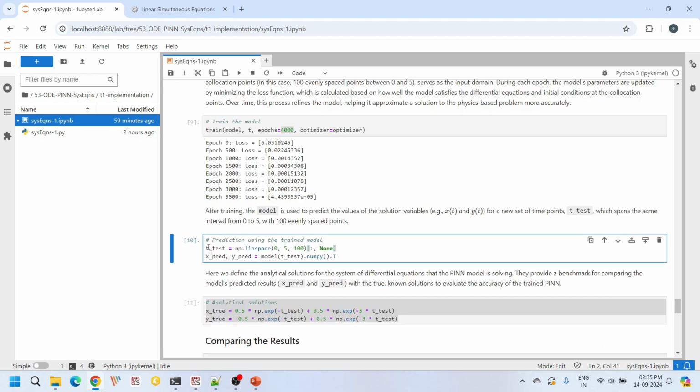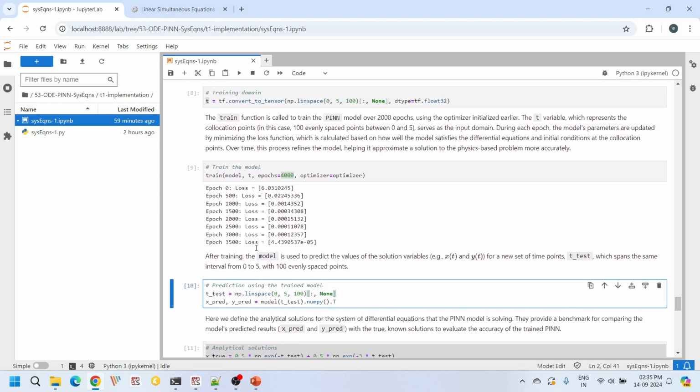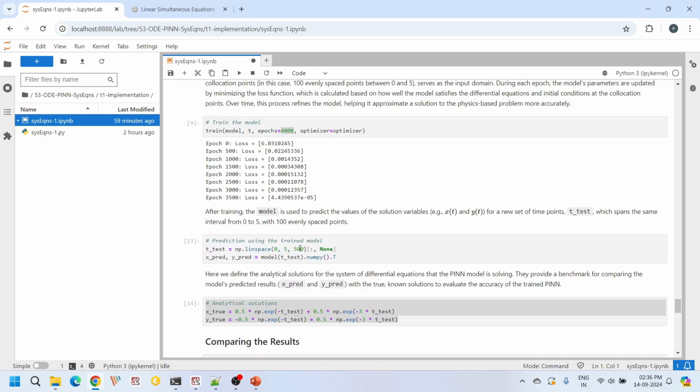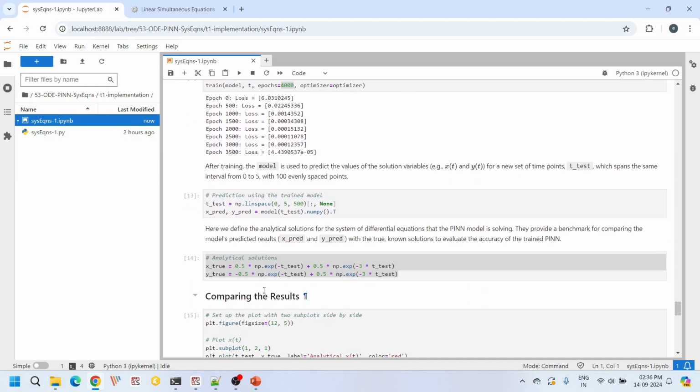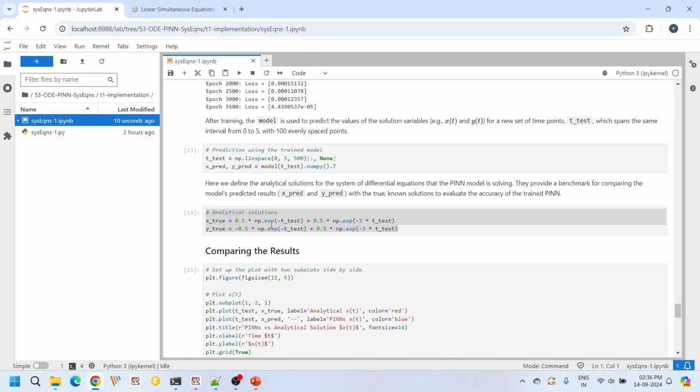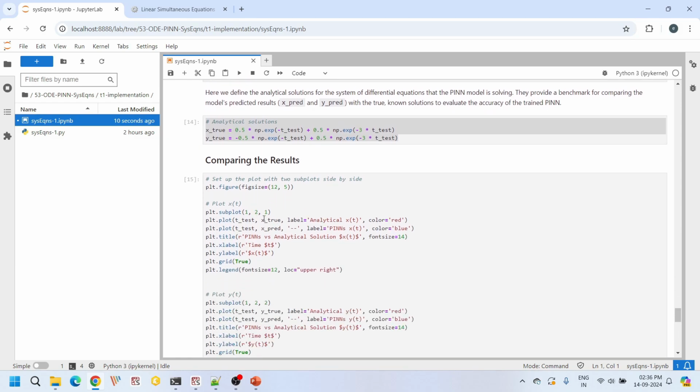After training, we are creating the test entries. For testing I'm using the same t vector, so I just recreated it, but you can choose a different number of points here. Maybe you can choose 100 or 200 or 500, it doesn't matter. As I said, you can choose any number of points. For example, for training I have chosen 100 points, and for testing within the same time domain I have taken 500 points. So I evaluated the true solutions from these equations for this entire test set, and then I'm plotting here.